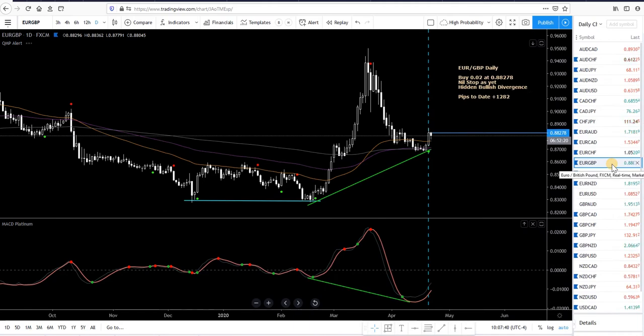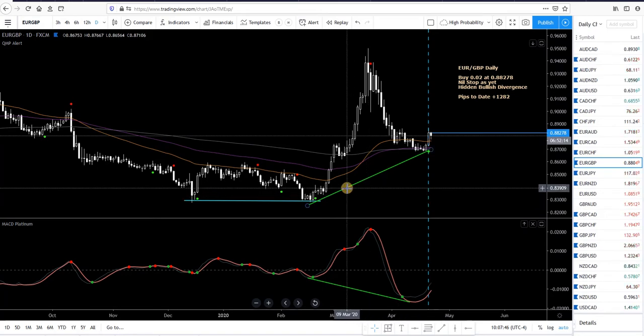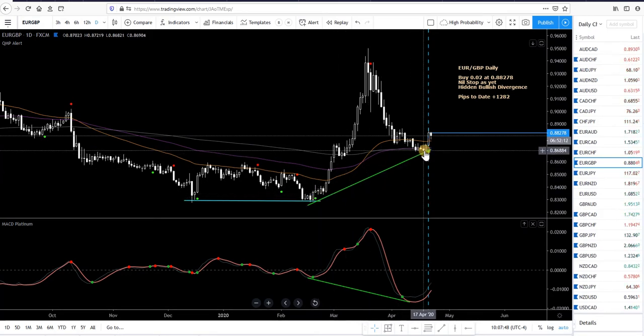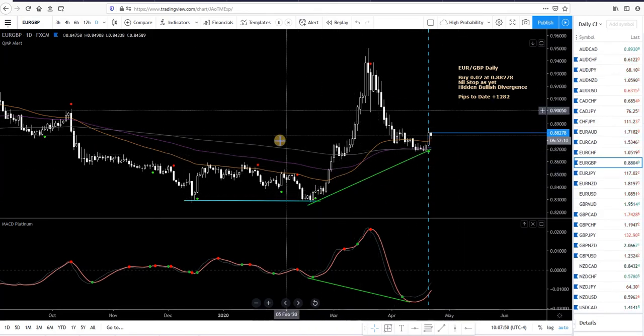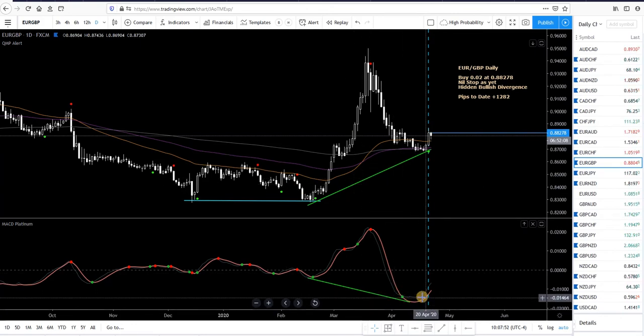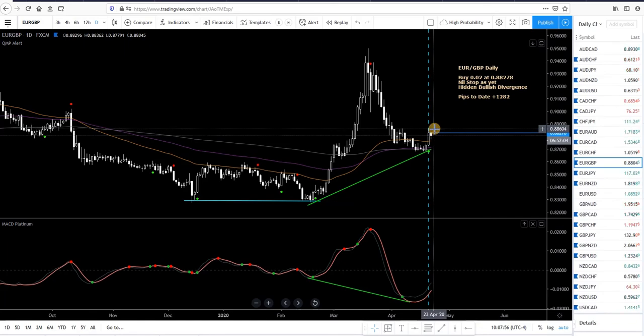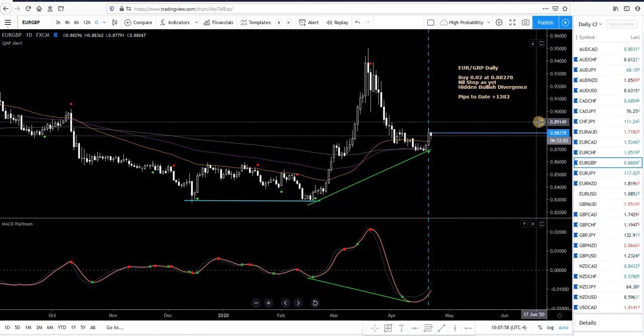Euro GBP, I can't see for looking. I'm in a buy here today, again, hidden bullish divergence, big Corona move. MACD Platinum long way below the zero level. It went against me initially, starting to move up now slowly, back up towards the entry level, so looking all right there.